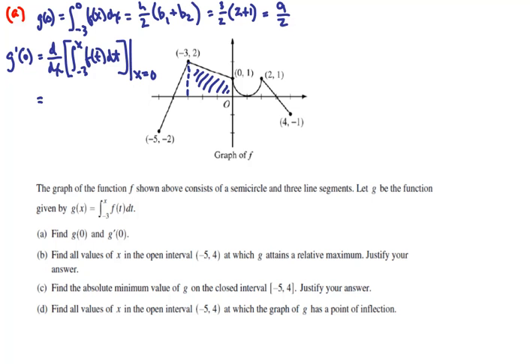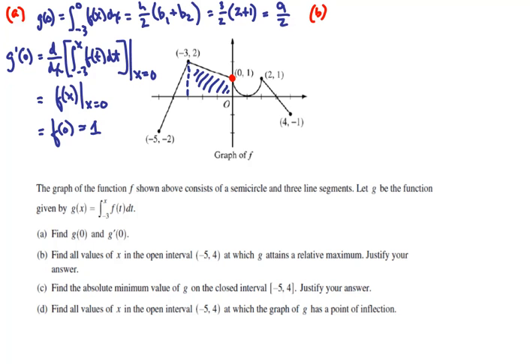Well, we know from the fundamental theorem of calculus part 2 that the derivative of that function is just f of x. We want to evaluate that when x is equal to 0, so that's really just f of 0. So to find that, we go to our graph of f. F of 0 is equal to 1, as we can see on the graph there. So that's part A. G of 0 is 9/2, g prime of 0 is 1.